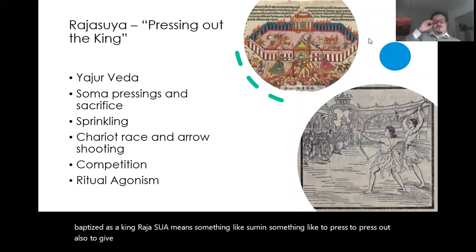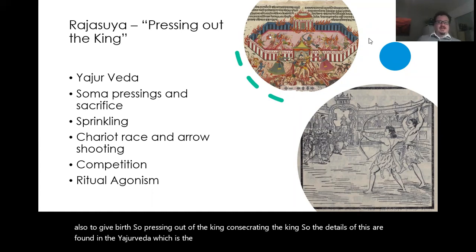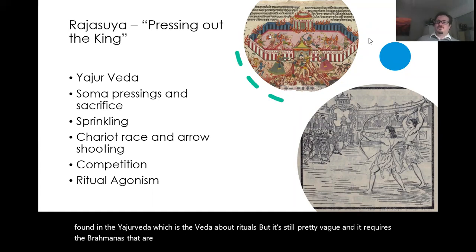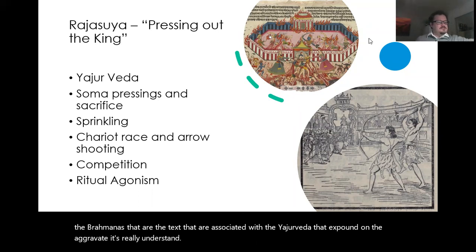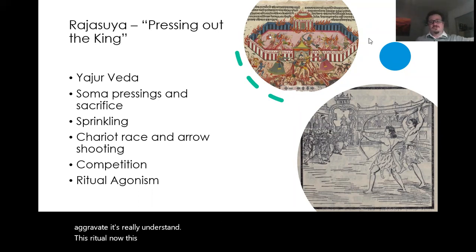So, pressing out of the king, consecrating the king. The details of this are found in the Yajurveda, which is the Veda about rituals, but it's still pretty vague, and it requires the Brahmanas, the texts associated with the Yajurveda that expound on it, to really understand this ritual.